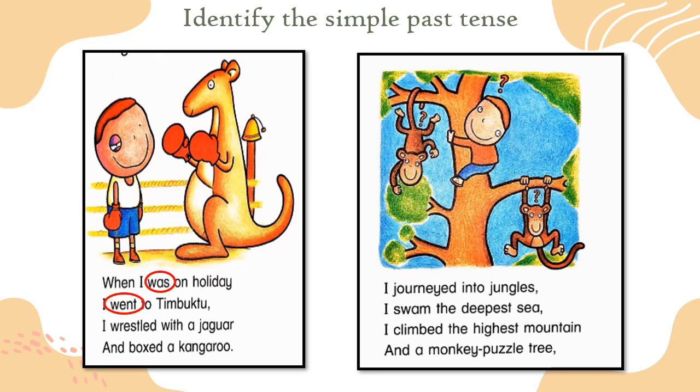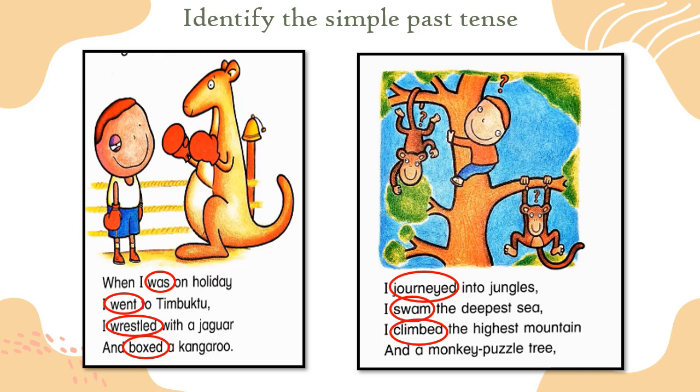I wrestled with a jaguar and boxed a kangaroo. Which one is the past tense? Wrestled and boxed. Okay. I journeyed into jungles. I swam the deepest sea. So, which one is the past tense? Very good. Journeyed and swam. I climbed the highest mountain and a monkey puzzle tree.